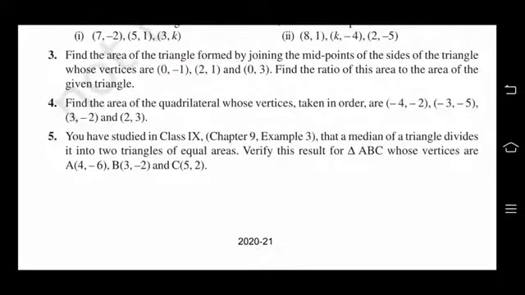Let's look at question number 5. You have studied in class 9, chapter 9, example 3, that a median of a triangle divides it into two triangles of equal areas. Verify this result for triangle ABC whose vertices are A(4, -6), B(3, -2) and C(5, 2). So this is a topic from grade 9 chapter. In grade 9 geometry lesson, we have learned that median divides a triangle into two triangles of equal areas.